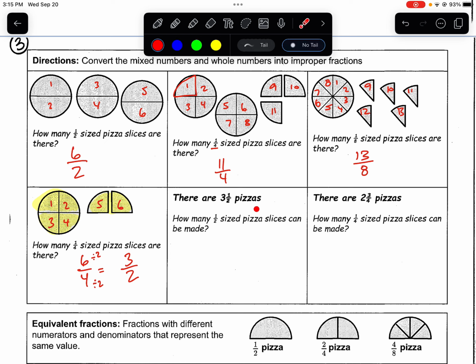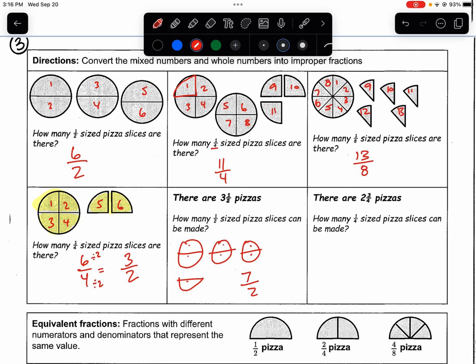Let's say there are 3.5 pizzas. How many half-slice pizzas can be made? Well, if there are 3 whole pizzas, how many half-slice pizzas can we make? 1, 2, 3. And then we've got another half. So that'd be 1, 2, 3, 4, 5, 6, 7. That is 7 halves. Another way you can do this that doesn't involve drawing is that you can just multiply.